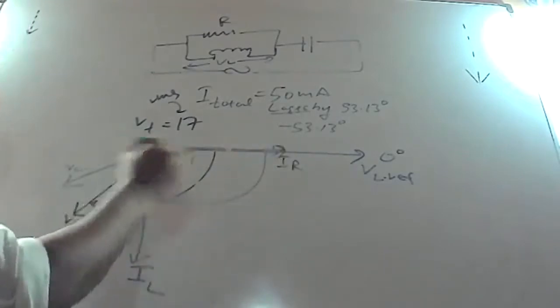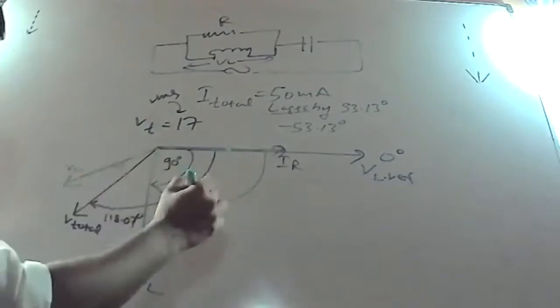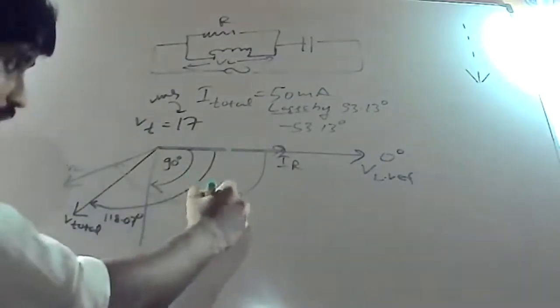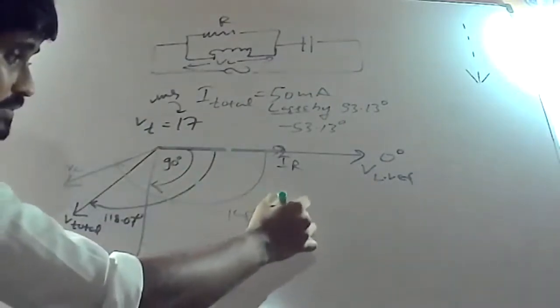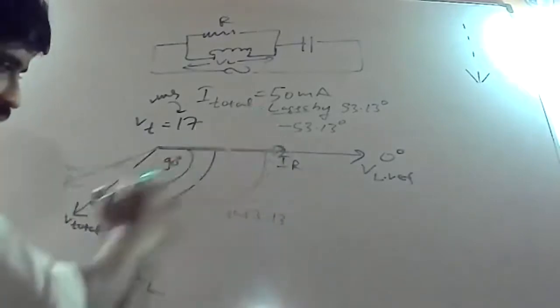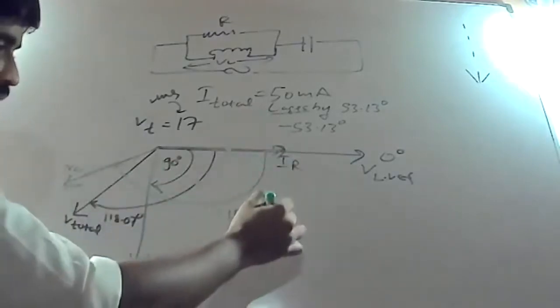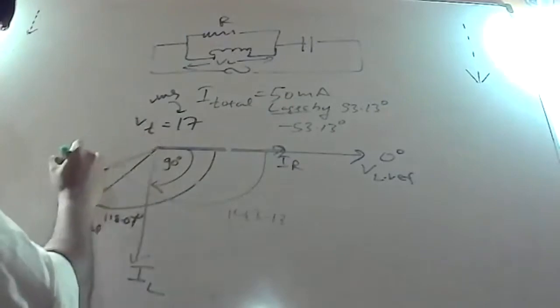So what is this angle, from here to there, for VC? It is minus 143.13. No need to put minus because it is going clockwise. Anyhow, 143.13. That is there.